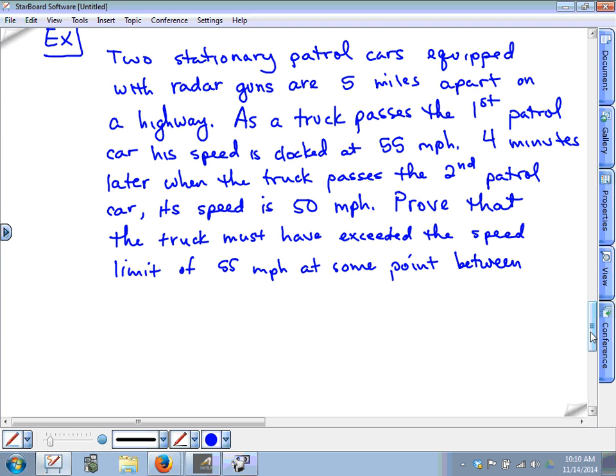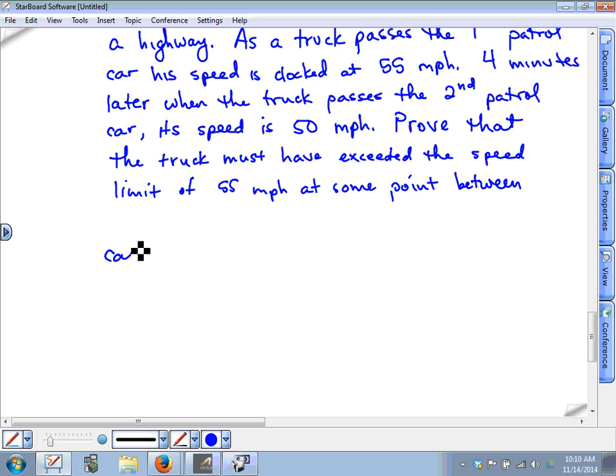So his instantaneous speed at the patrol cars might have been under the speed limit, but if his average speed between the two patrol cars was greater than 55 miles per hour, then the mean value theorem says there exists a number between the two points such that the instantaneous speed is equal to the average rate of change, right? So we need to calculate the average rate of change.